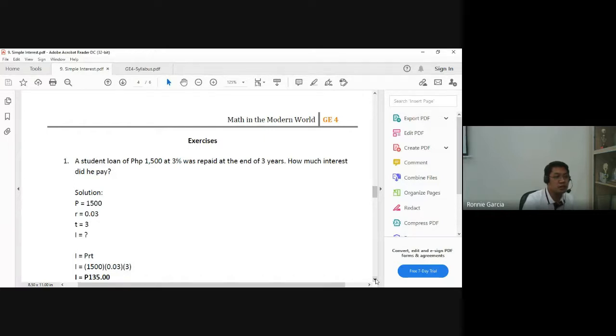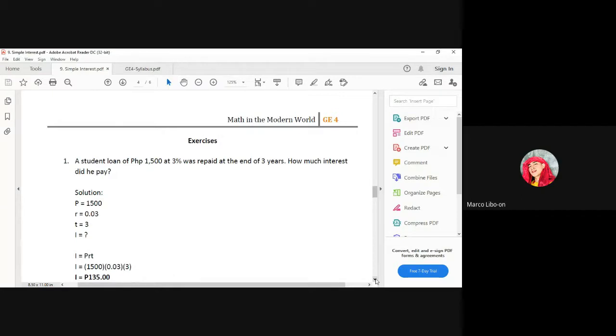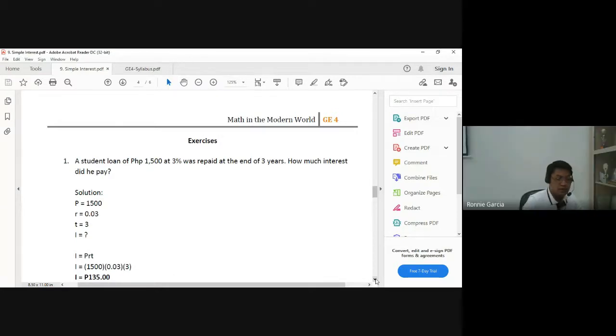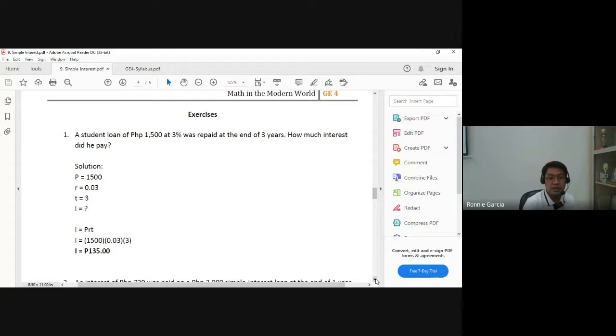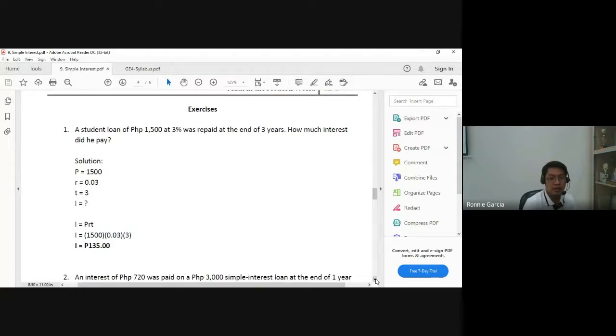The first student to give 135 pesos as the answer is Liboon. Congratulations, Mr. Liboon. Thank you, sir. Okay. So daghan nag-earn nga points si Liboon karon, makatabang pa na sa iyang grado para mag-increase. Kaya hapit na mahuman ang ato ang GE4 na subject. Still have time. I think this will be the last problem before we end.